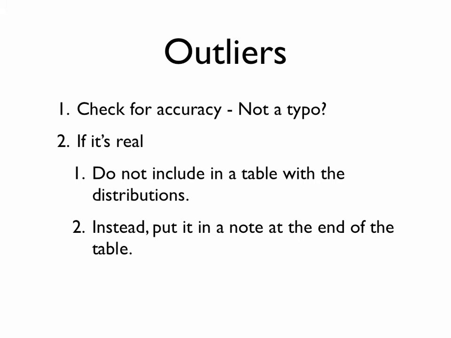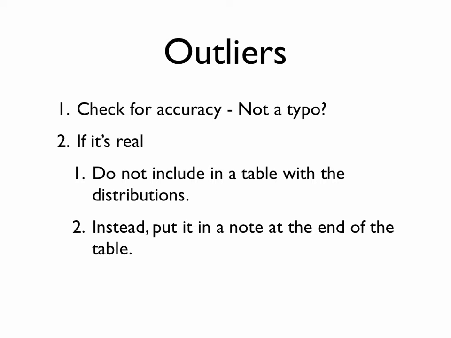So what do you do when you see an outlier? First, check for accuracy. Make sure it wasn't a typo, or a copying error that you made. If you see a score of 20 when everything else is in the 200s, then maybe you copied it wrong. So make sure that it's actually truly there. And if it's real, what you want to do is not include it in the table that you'd make with frequency distributions. Instead, you're going to put a note at the end of the table saying that one score was outside of the normal range. So let's take a look at that.